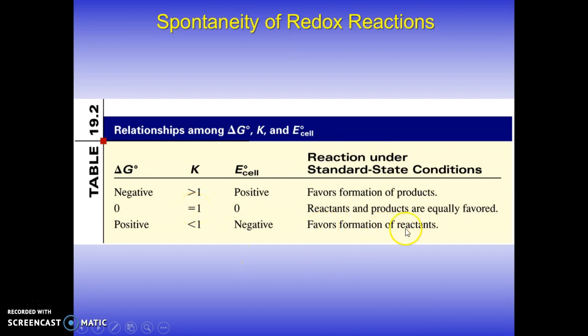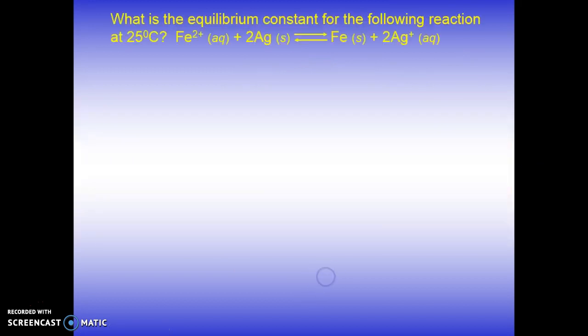At equilibrium, delta G and E naught of the cell will be 0, and the equilibrium expression will equal 1. And then if the reactants are favored, if it favors the left side of the reaction, delta G will be positive, KEQ will be less than 1, and the voltage of the cell will be negative. So keep these ideas in mind in terms of what supports spontaneity and what does not. So let's do some examples.